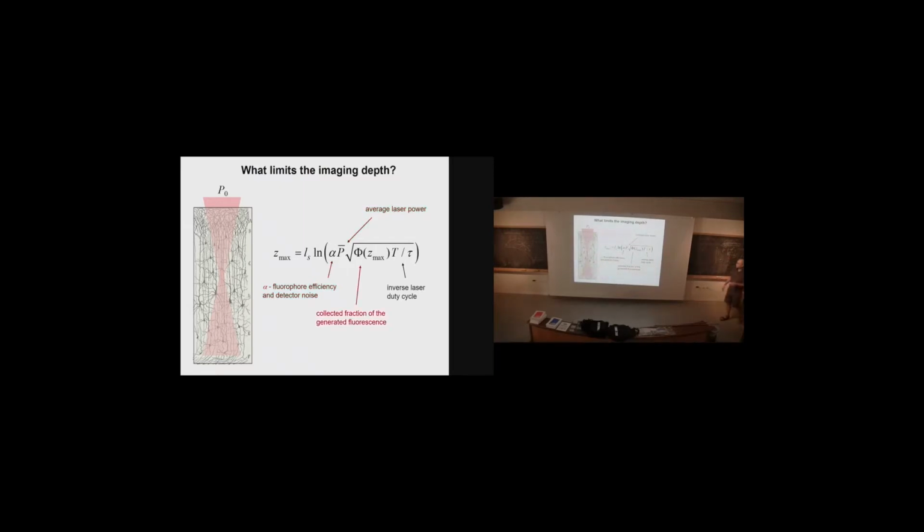What about this term right here? This is the collected fraction of generated fluorescence. You're going to generate signal from the focal spot, and that signal has to get out somehow. And it's generally assumed in multiphoton microscopy that the collection efficiency is constant, right? That no matter how deep you are, you collect the same amount of fluorescence. And that's one advantage of multiphoton microscopy. You can use these very big detectors to collect a lot of fluorescence.